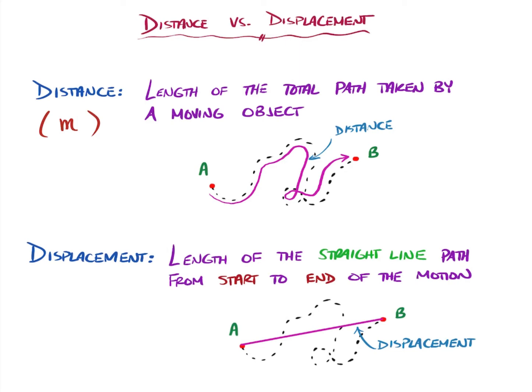For that reason, the unit for displacement is still meters because you're still measuring a length of some sort, but it's meters plus a direction. It's very important you need that directional component. 25 meters is an example of distance. 25 meters north, for example, is a sample displacement.